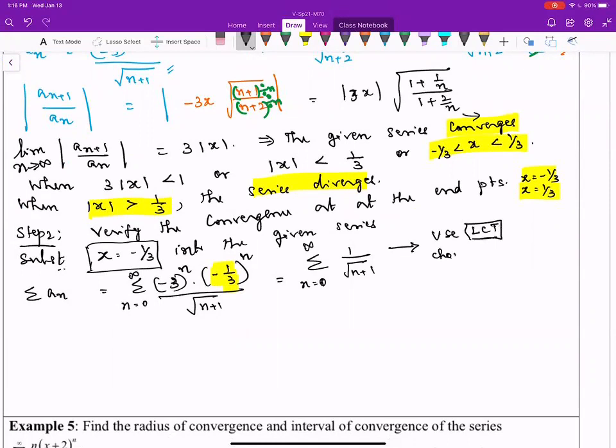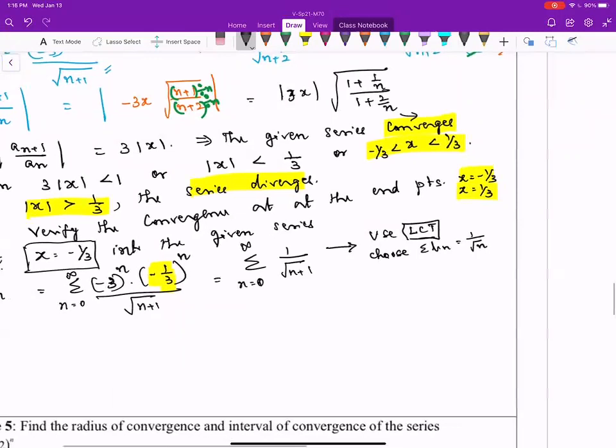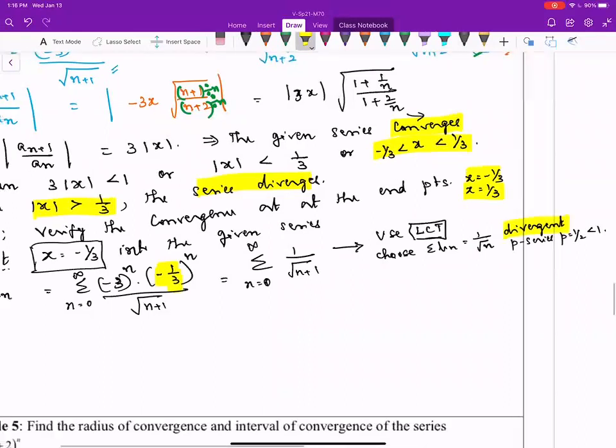So choose sigma bn, which is equal to 1 over square root of n, which is n to the power half. So it's the p series with p equal to 1/2, which is less than 1. Therefore, it is divergent. So we are going to compare it to a divergent series.